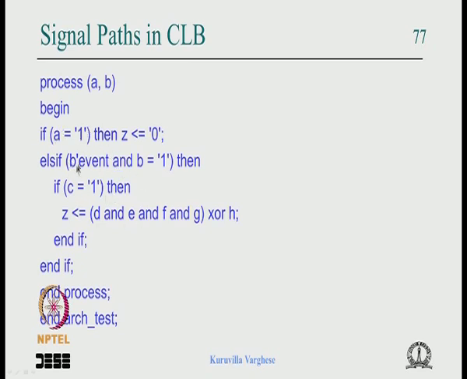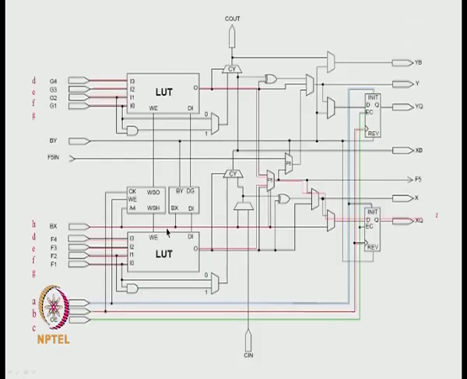A is the reset, B is the clock, C is the enable clock, Z is the output. This gets implemented in a 5 input lookup table. So let us come to the slice diagram. So we need to combine 2 4 input lookup tables using the F5 mux.